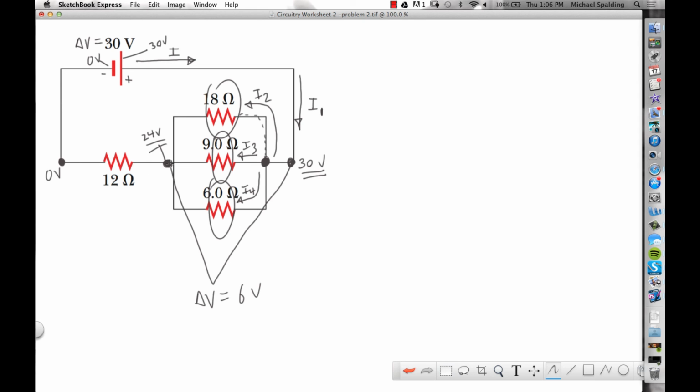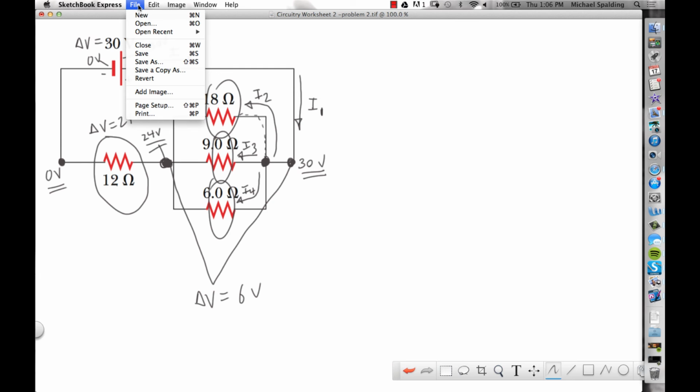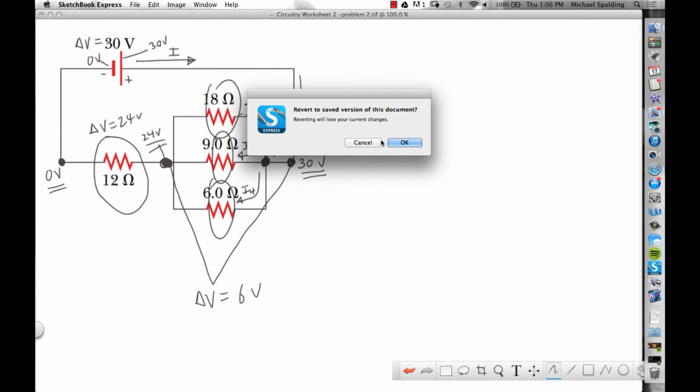So then 24, now what's going to be the delta V across this guy? You can kind of figure, what does it have to be? 24 here, 0 there. What's the delta V there? 24 volts. 24, right? Because 24 to 0 is 24. Now, I just gave you these numbers. The thing is, you have to be able to figure them out for yourself. So let's do this whole problem.